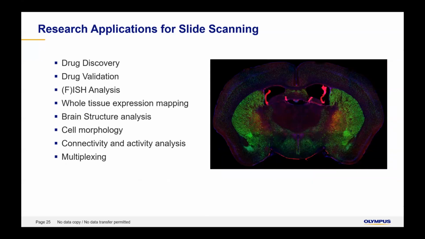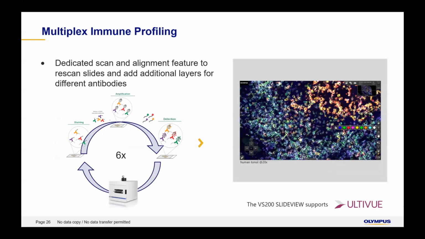Here's a list of some of the research that's commonly being done with slide scanners every day. And if I'm being honest, researchers are coming up with new ways to utilize these machines all the time. Right now, I'm going to take a minute to expand on the last item on this list, multiplexing, because it's a very powerful tool that's becoming more and more prevalent on the research landscape. So we implemented onboard software specifically for use with aligning multiplex images.